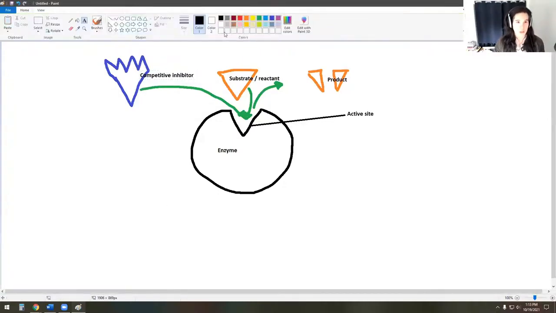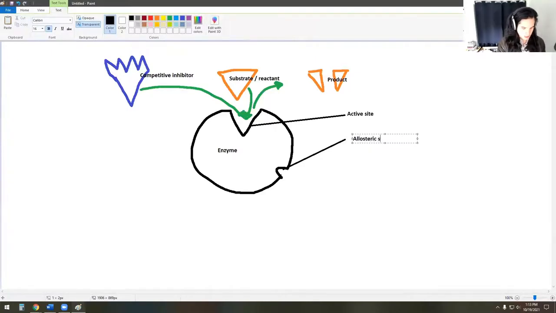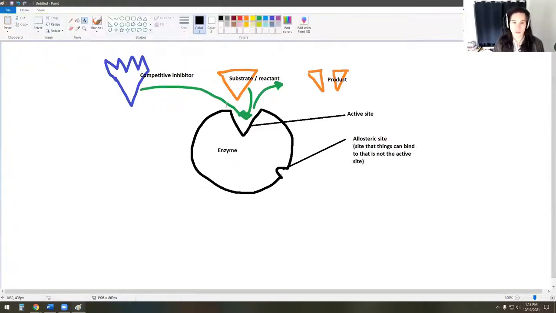Now, a non-competitive inhibitor, we're going to create a little variation to this enzyme, which most enzymes do have: some kind of allosteric site. And so we could label this as an allosteric site. And we'll just say it's a site that things can bind to that is not the active site. Just to define it real quick.